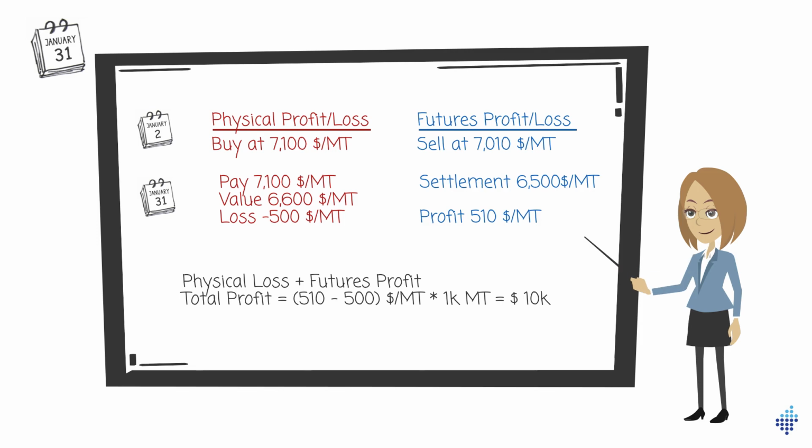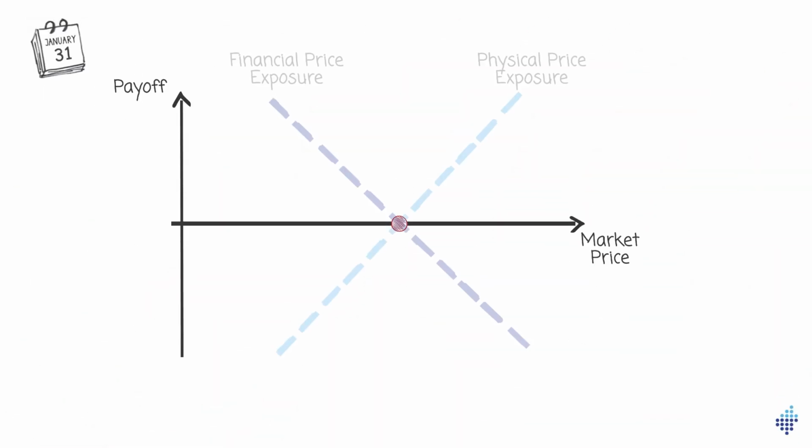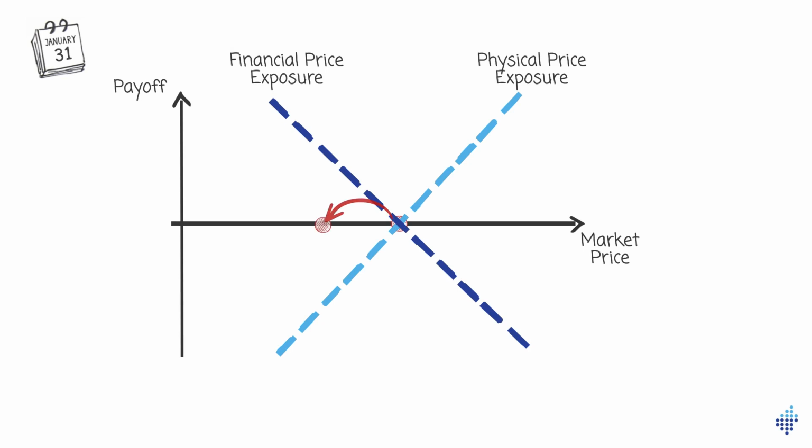There is actually a small gain as the market was in $10 per ton contango. Effectively, the trader managed to hedge her copper price risk using derivatives. The financial futures position creates an equal but opposite exposure profile that offsets the physical risk.